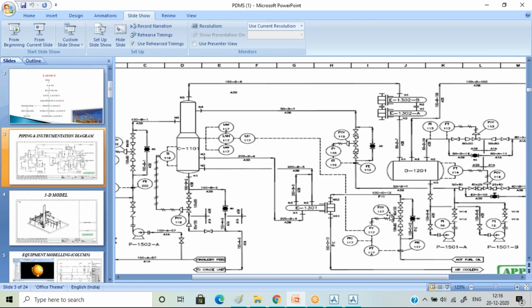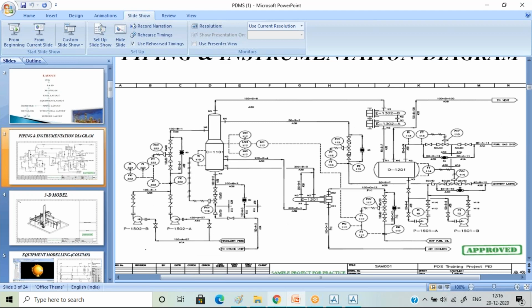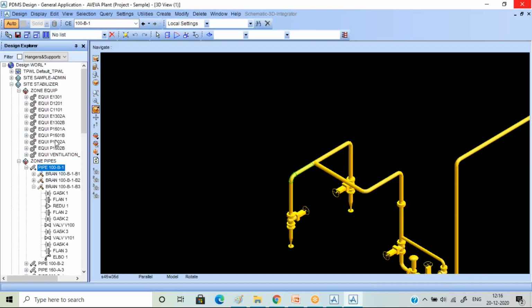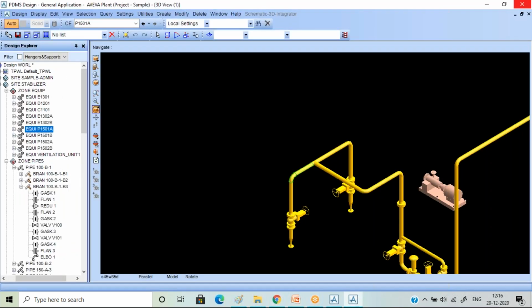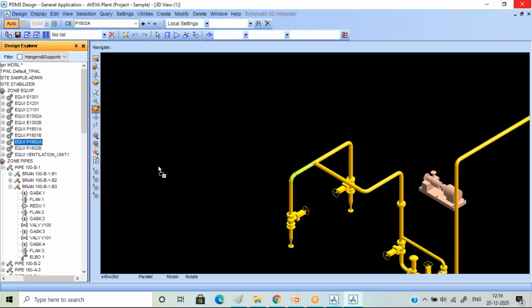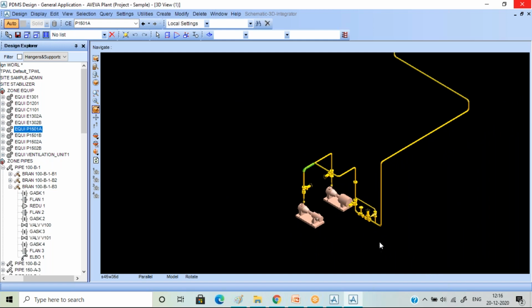So obviously your tag for the pump is P1501. Okay, so hopefully these are your pumps. No, they aren't. Okay, how about this? Okay, this one is, and this one is. So this has to be taken care. So again, your modeling of the pump is very important.